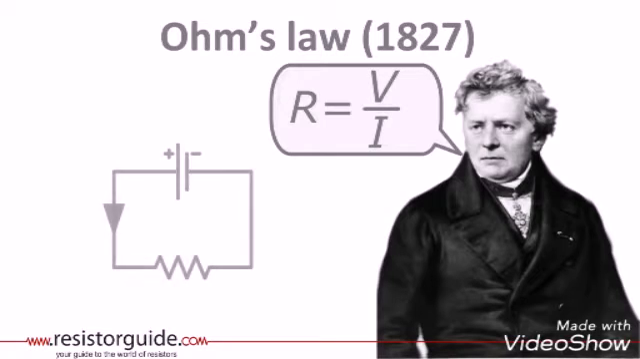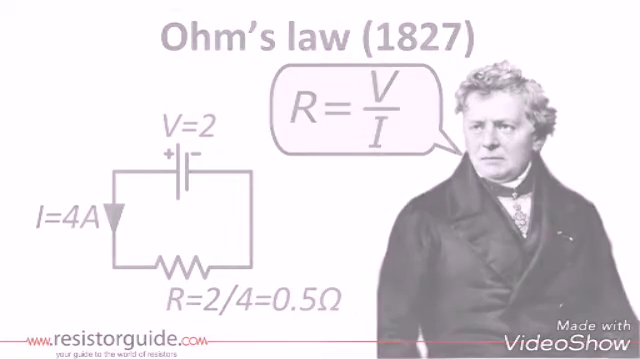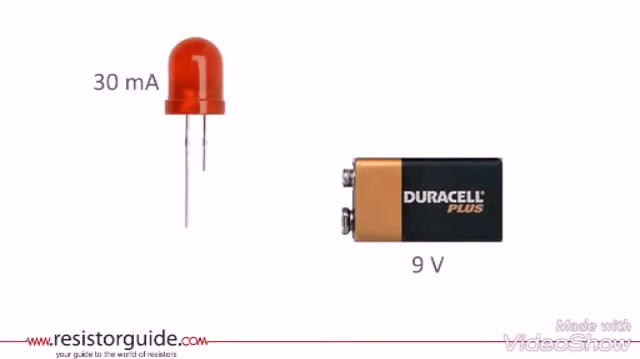A simple circuit with a battery and a resistor can explain this. The voltage source causes a current which is limited by the resistor. The voltage source is 2 volts and we want a current of 4 amps. So what resistance should the resistor have? According to Ohm's law, the resistance is equal to the voltage divided over current, or 2 over 4 is equal to 0.5 ohms. An example of an application of this simple network is a basic LED circuit.